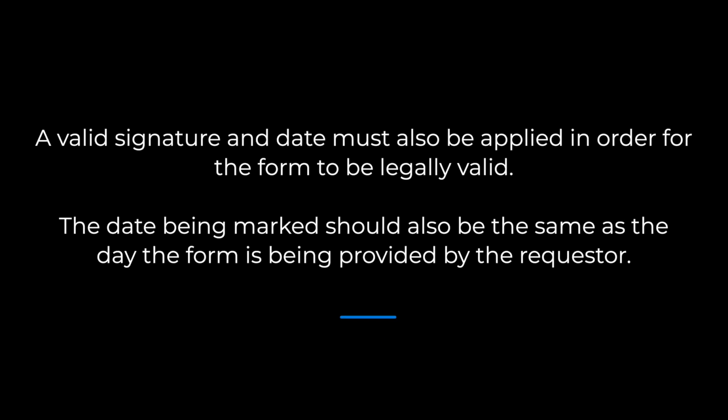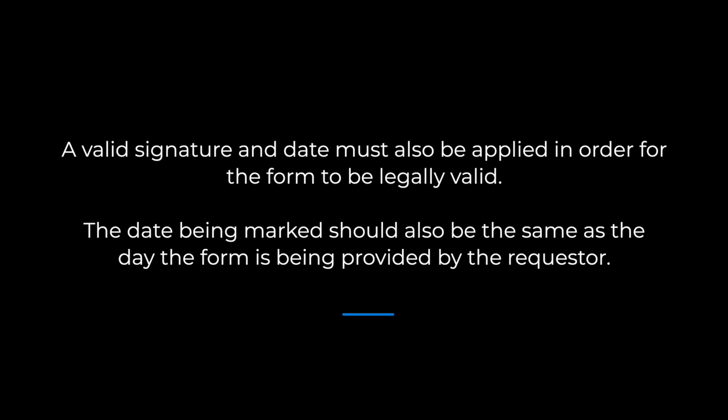The contractor or business must also enter their taxpayer identification number, which must match the given name on line 1. This is usually the taxpayer's SSN or EIN. A valid signature and date must also be applied in order for the form to be legally valid. The date being marked should be the same as the day the form is being provided to the requester.